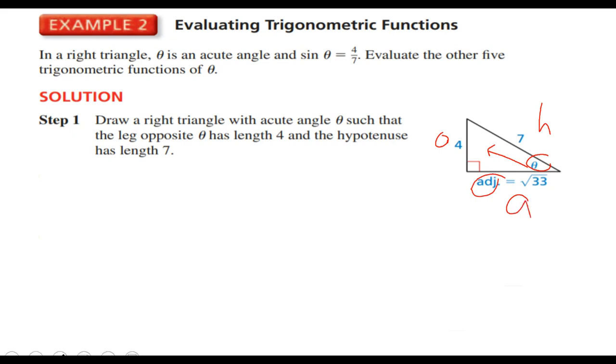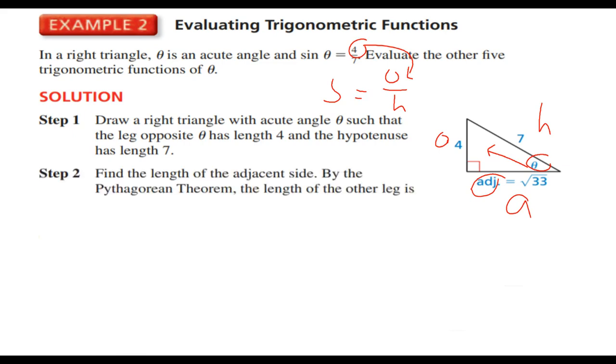In the given sine, we have here a sine theta. Sine theta is the ratio of your opposite and your hypotenuse. So your opposite will be 4, there, that's your 4, and your hypotenuse will be 7. So that's how it will be the step 1. We need to draw the triangle.